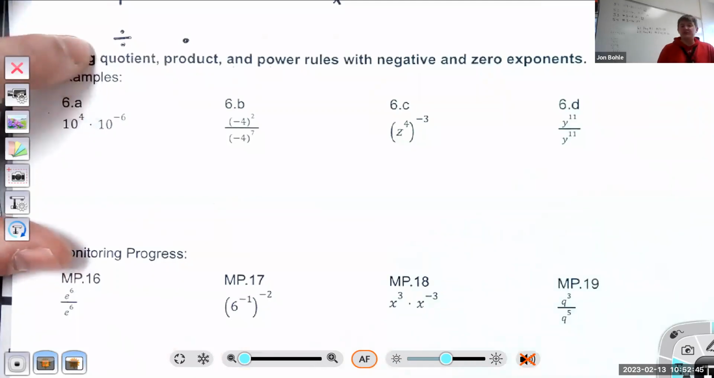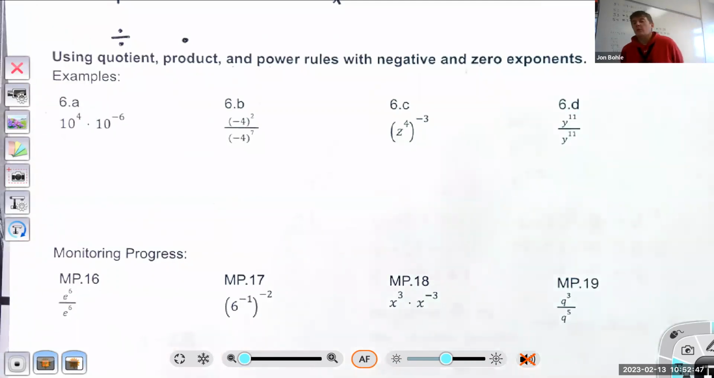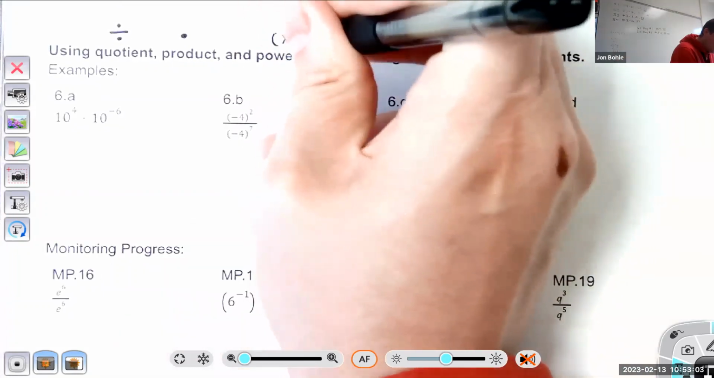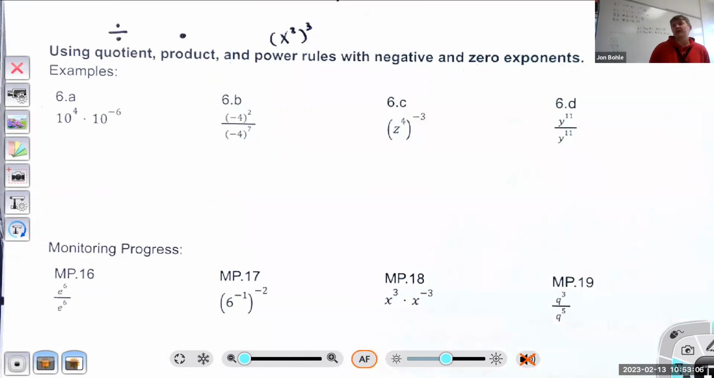Okay, quotient means division. What's your division rule? What do you do with exponents? You subtract exponents. Product means multiplication. What do you do with your multiplication rule? Add. And then power rule is exponent to a second exponent, double exponent, maybe triple exponent. You multiply the exponents.